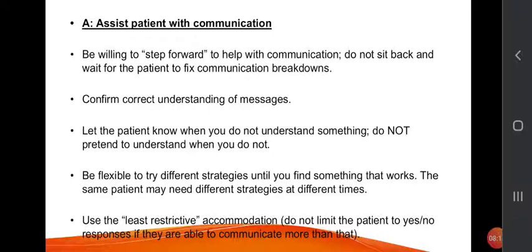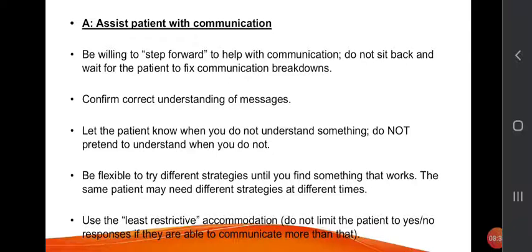Let the patient know when you do not understand something. Do not pretend to understand when you do not. You might be surprised, but patients do know, especially people with communication disorder, that you're pretending. They know you did not actually understand. So it's okay to tell them, can you say it again? Sorry, I did not understand. It's going to help motivate them further. Be true to your patients, especially people having communication disorder.